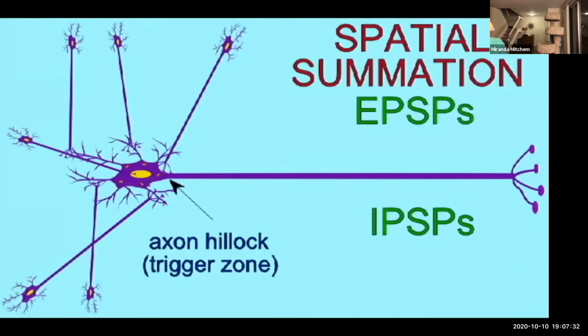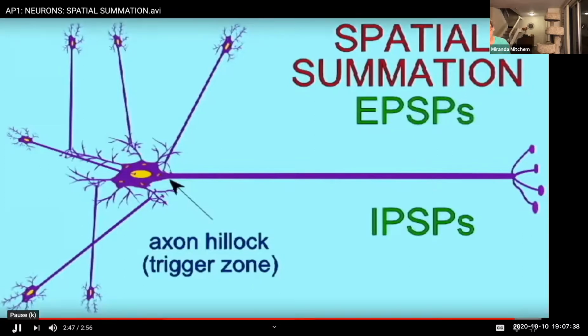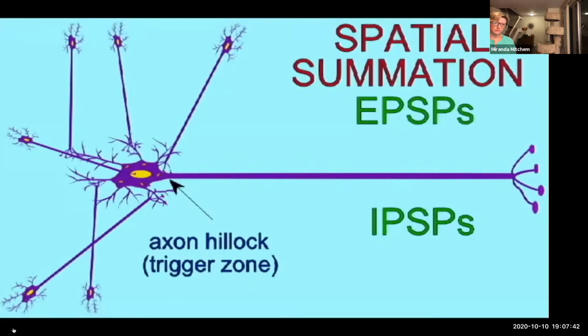This is spatial summation, the adding together of the cumulative effects of many synaptic knobs, and position matters. The closer a synaptic knob is to the axon hillock, the greater its overall effect.